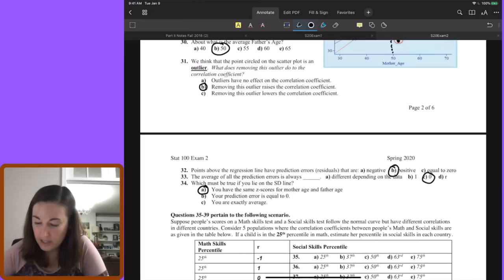If your prediction error is equal to 0, you're actually on the regression line. That means we made a perfect prediction. And if you're exactly average, you're on both.